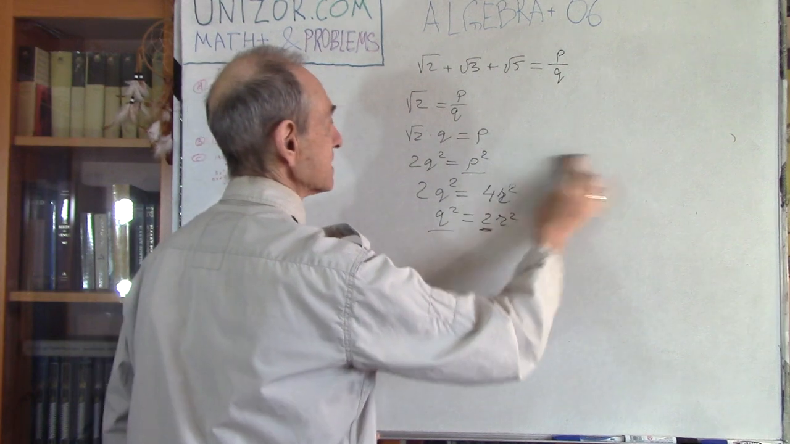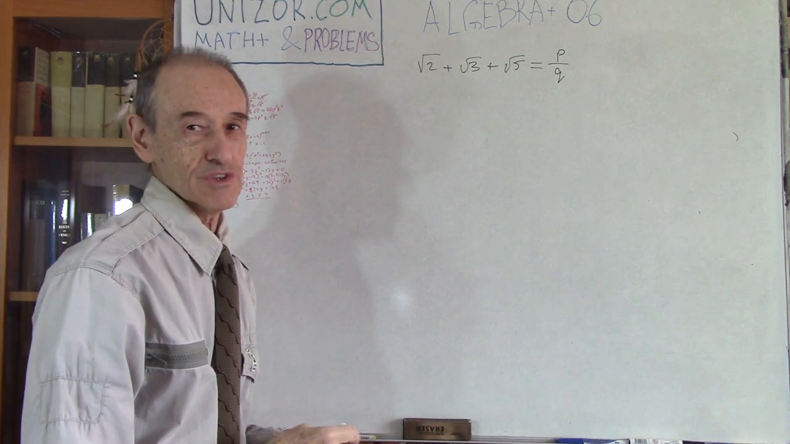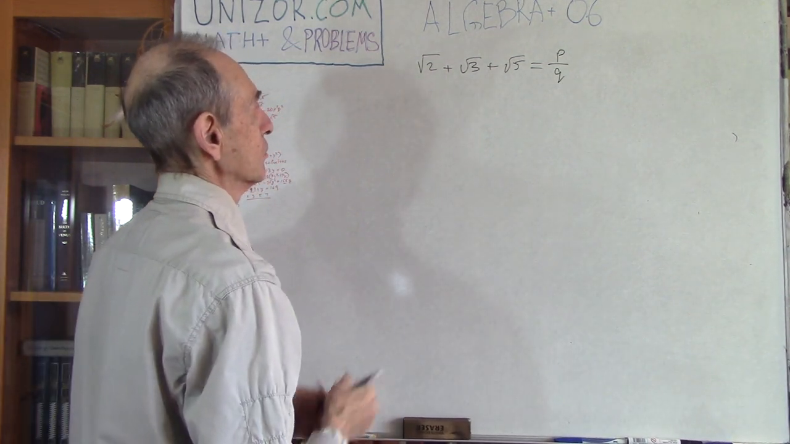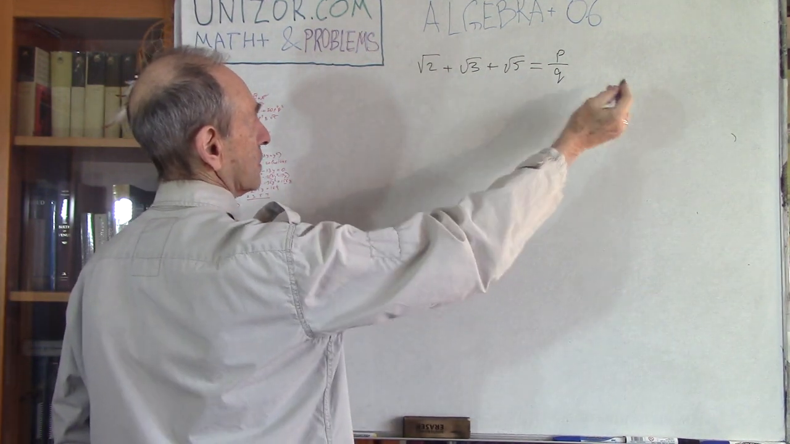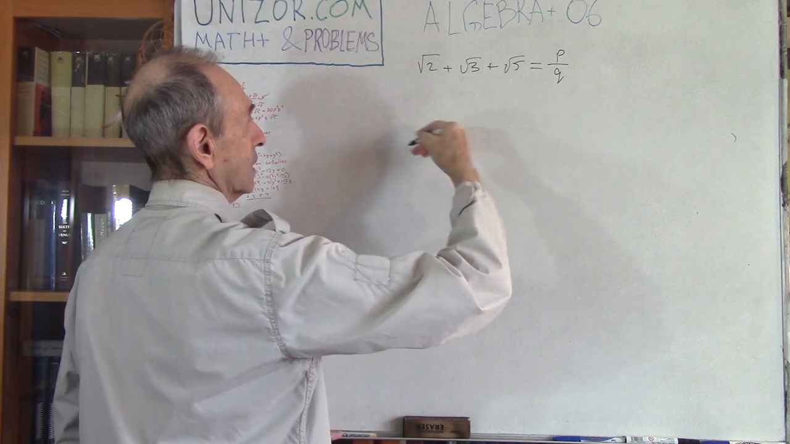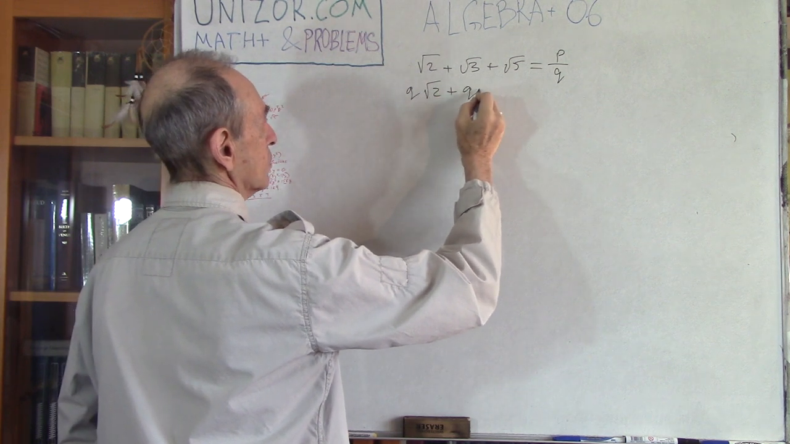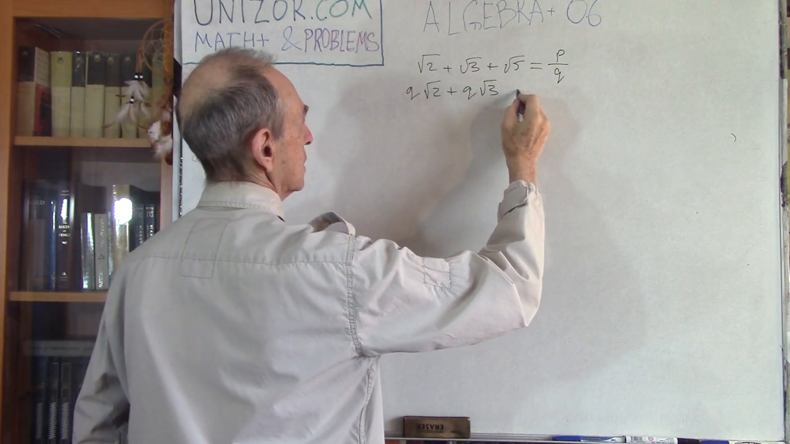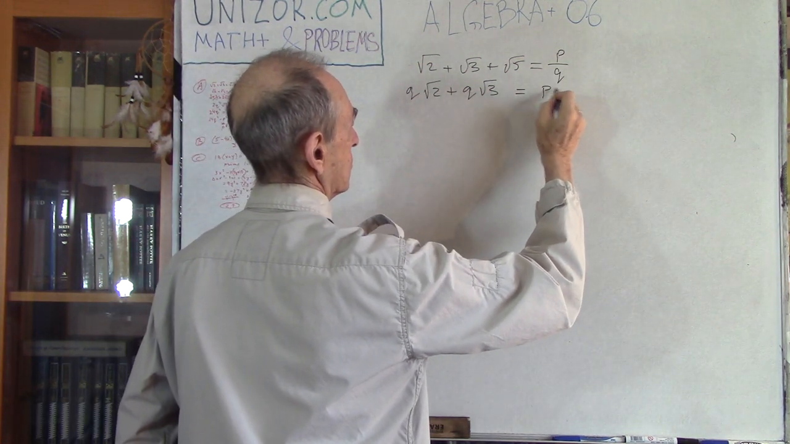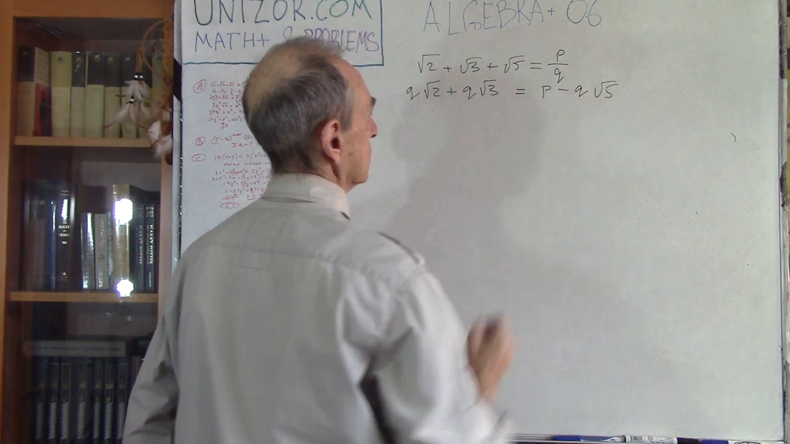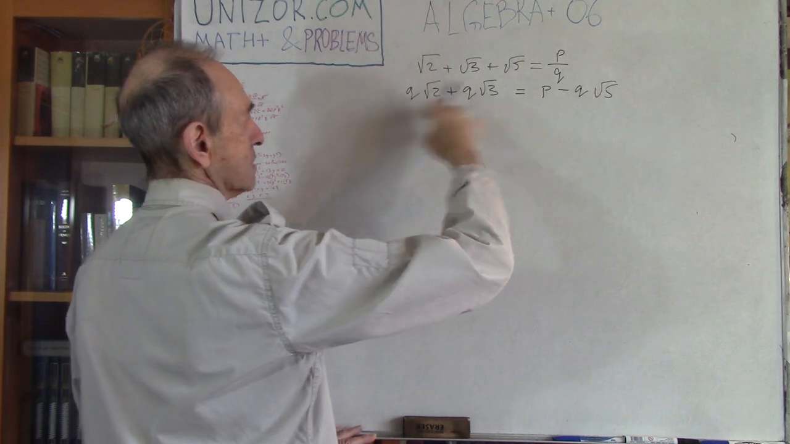Why did I present this simpler case? Because this problem is exactly the same kind, however it involves many more calculations. So what are we doing? Basically the same thing. I put the square root of 5 to the right and multiply everything by Q. So I have Q square root of 2 plus Q square root of 3 equals P minus Q square root of 5. I transfer the square root of 5 to the right and multiply everything by Q.